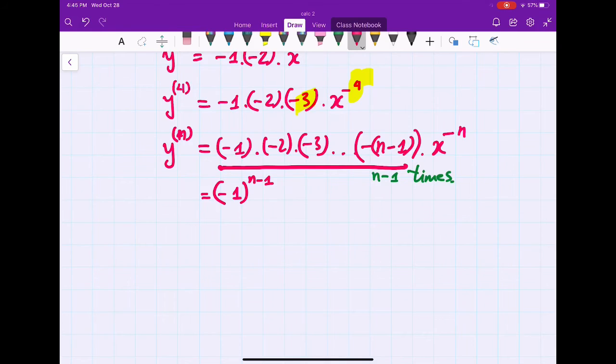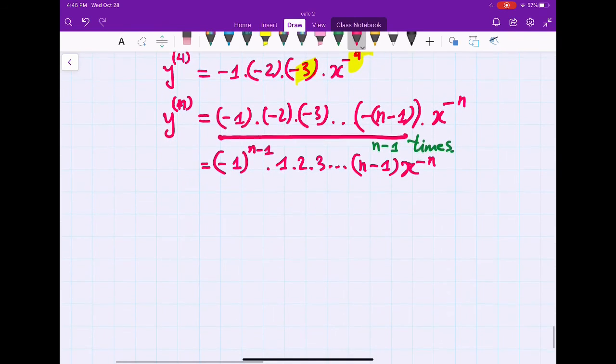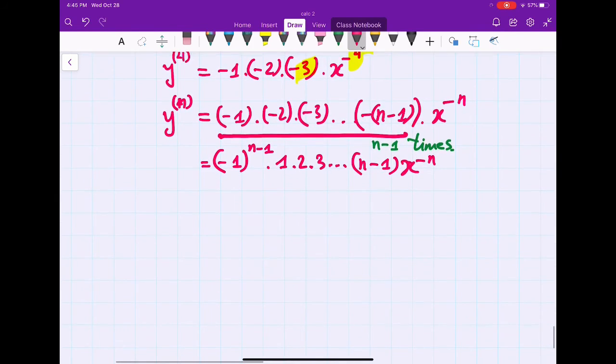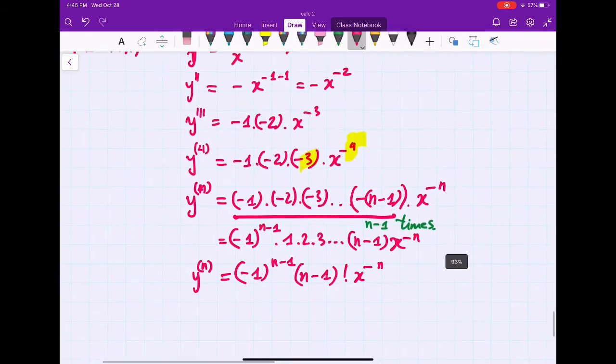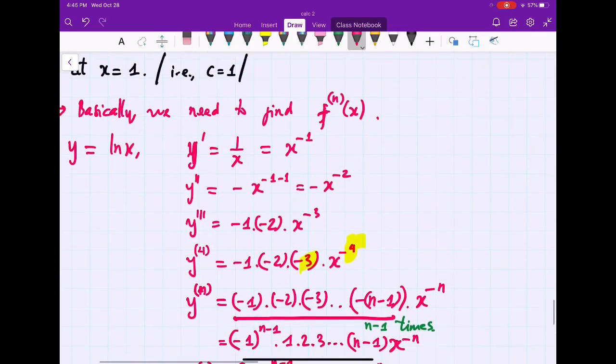Does that make sense? And then times the remaining part should be 1 times 2 times 3 and so on times n minus 1. And here I have x to negative n, right? And then that is negative 1 to the n minus 1, n minus 1 factorial times x to negative n. That is my derivative of order n. Looks good. Now we just plug c equal to 1 into the derivative.